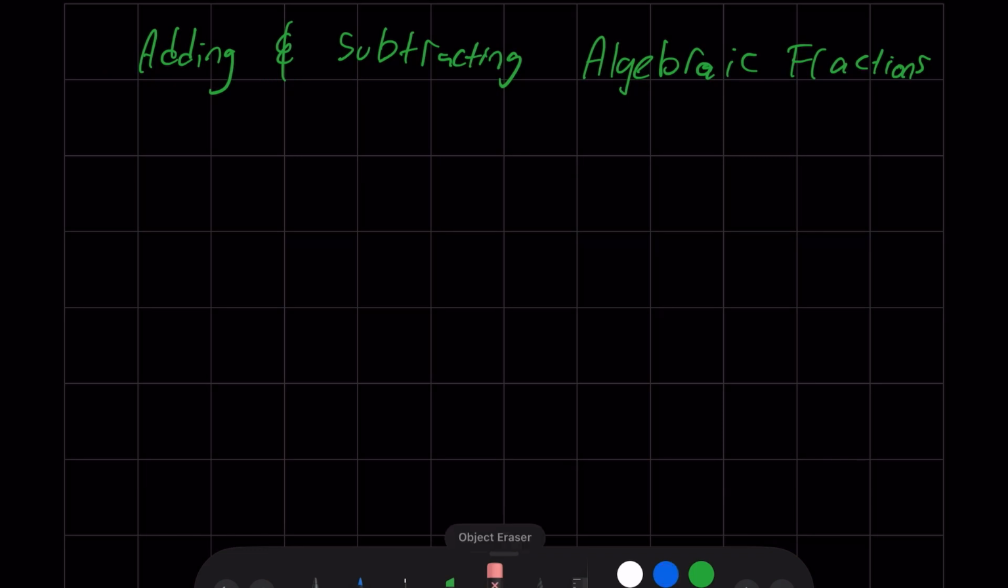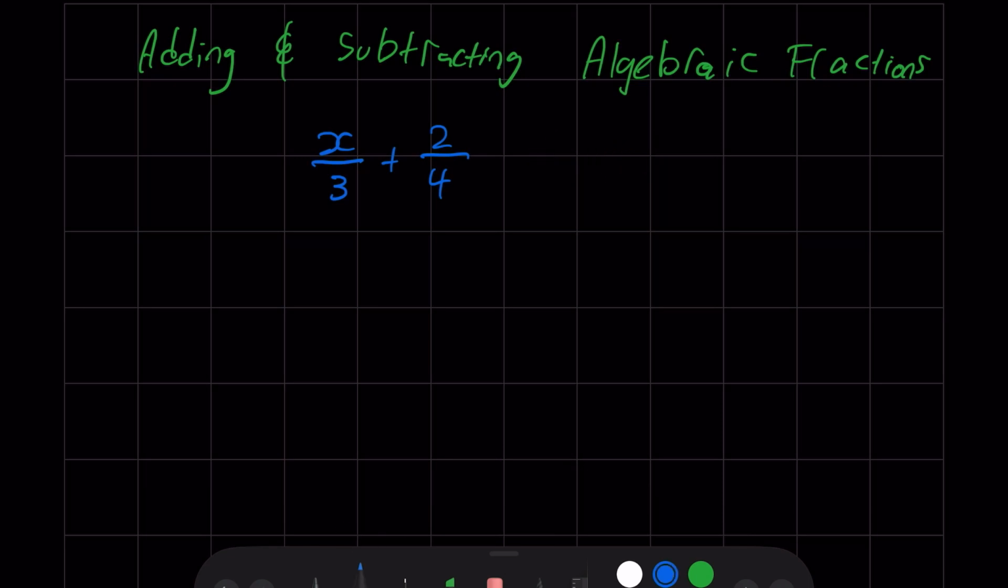So let's start with x over 3 plus 2 over 4. So we have got a single letter here, x. We want to add these two fractions. Unfortunately, it is not as simple as going x plus 2 over 3 plus 4. If it was that simple, I probably wouldn't have to make a video about it. Unfortunately, it is not that simple.